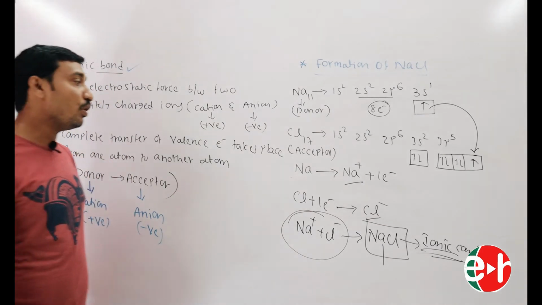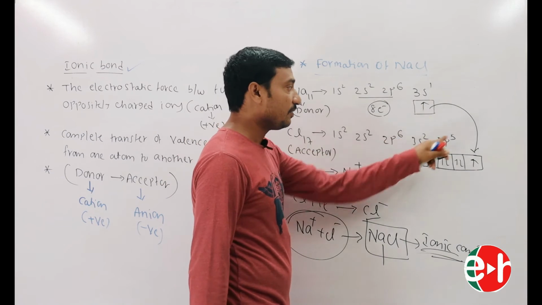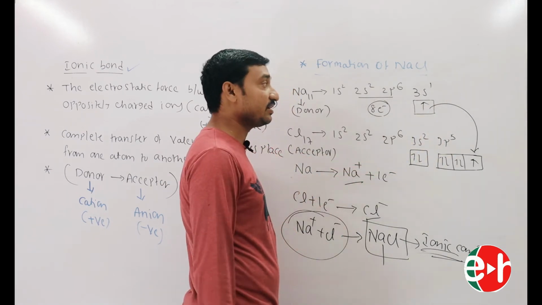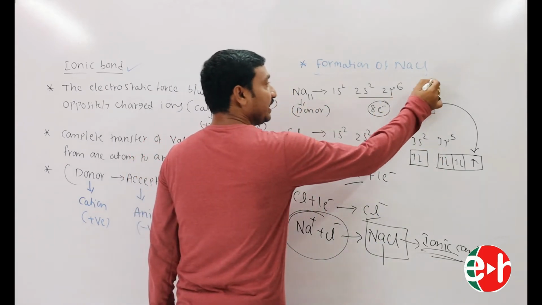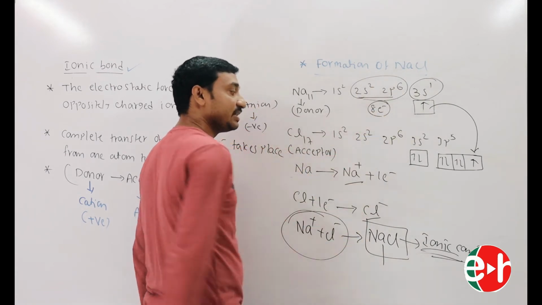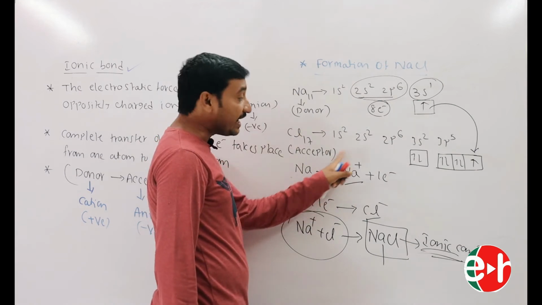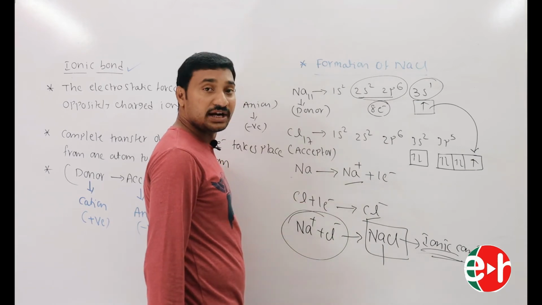Got it? So both will get octet configuration. Now chlorine gets octet configuration, already 7 electrons. If it accepts 1 electron, then it becomes Cl minus ion, with 8 electrons in the valency shell. Sodium, after donating this electron, now has 8 electrons in the valency shell. Now Na plus, so then is Na stable or Na plus stable? Na plus stable. Is Cl stable or Cl minus stable? Cl minus. Chloride ion stable.